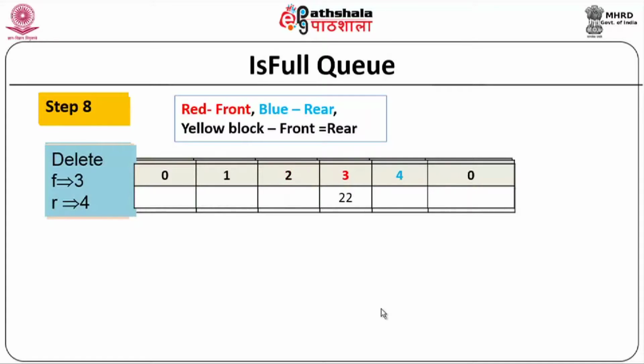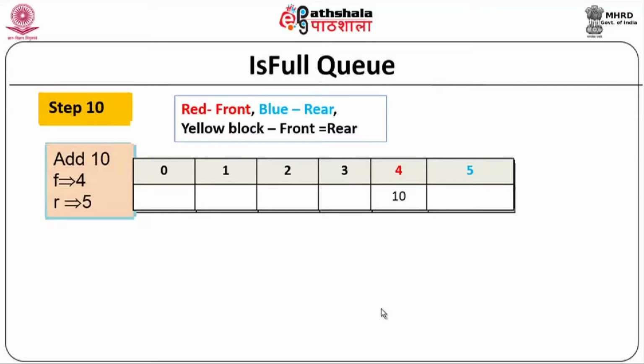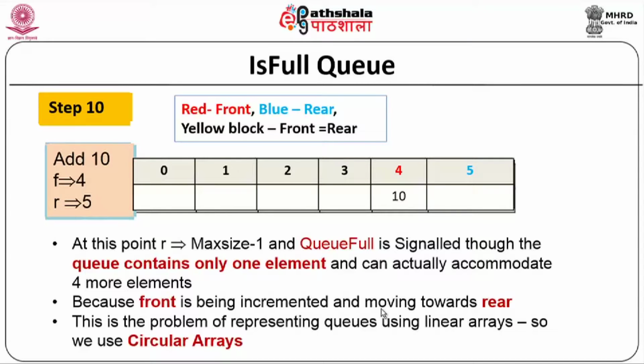Then I have a front deletion. So, front points to 3 and rear points to 4, no change. Now, I have again done a deletion. So, both are pointing to 4. Now, what happens? I add 10. At this point rear becomes 5, and according to my condition, what am I signaling? I am signaling that the queue is full, because rear is equal to max minus 1.